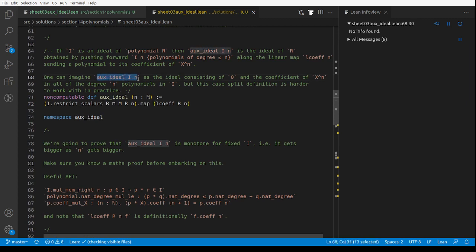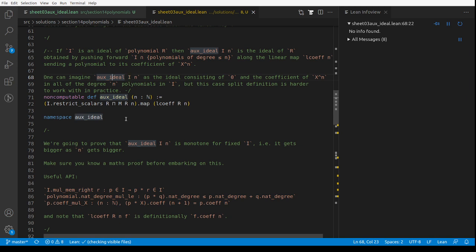So what's going on here? R is a commutative ring, I is an ideal of the polynomial ring R of X. And this Orc's ideal IN is an ideal of R, and it's the following ideal. It's 0, and then it's all the coefficients of x to the n in the polynomials of degree n which are in the ideal I.